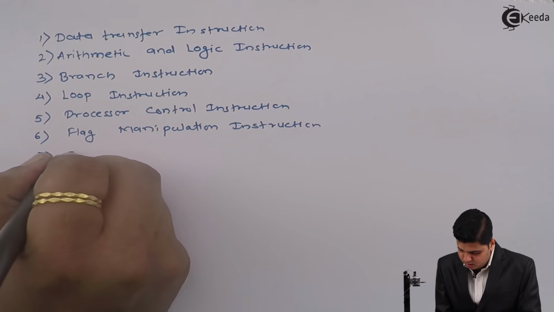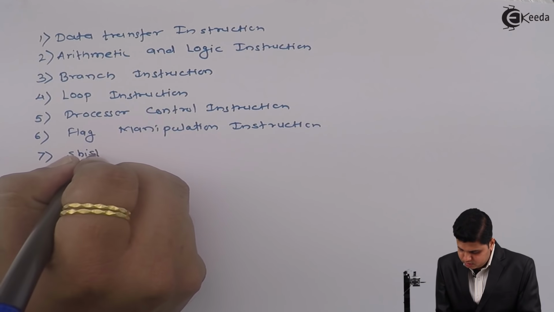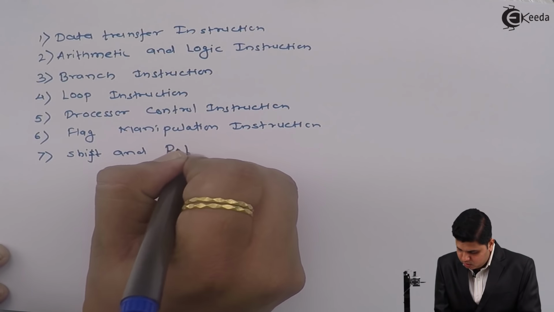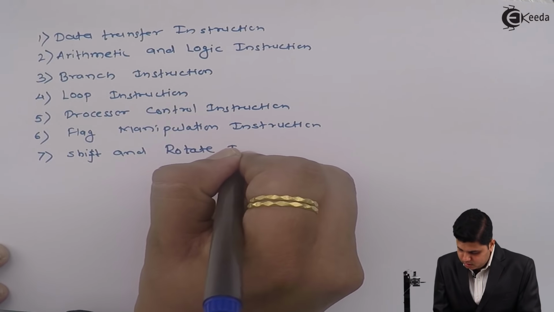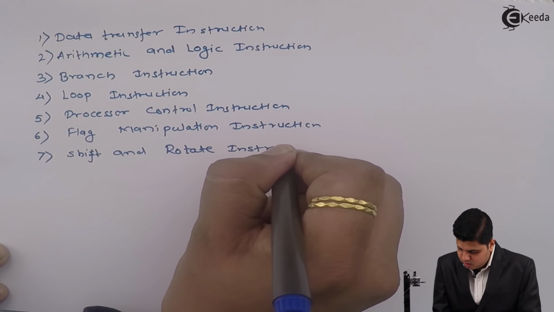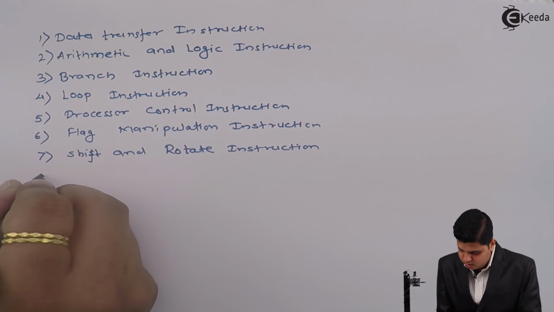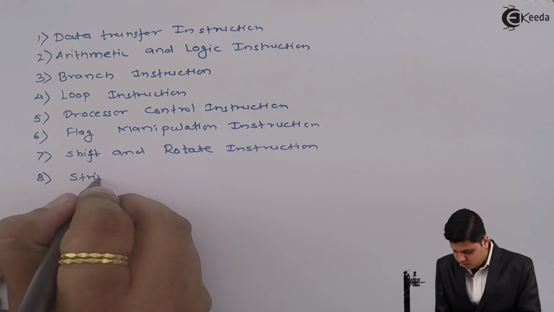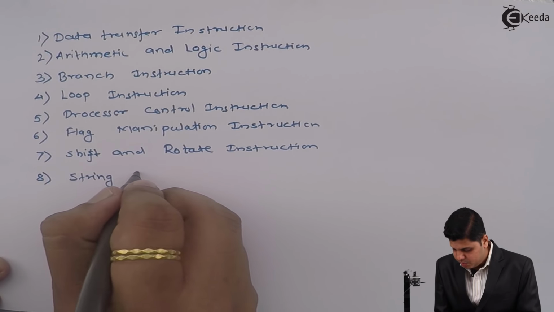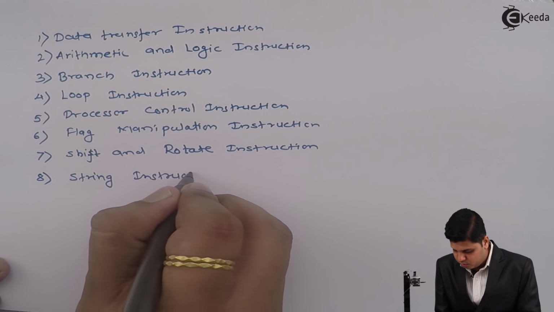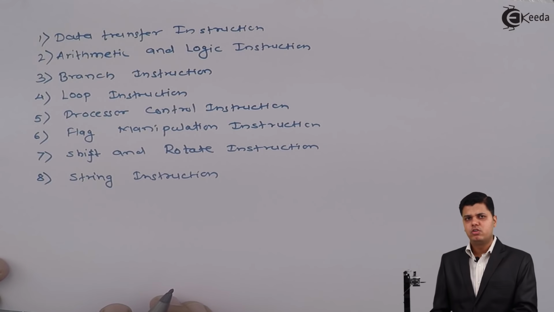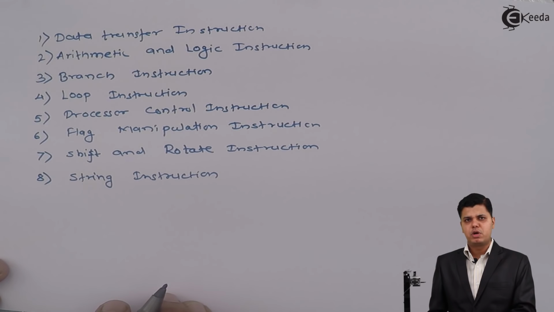Seventh is shift and rotate instructions, and eighth is string type of instruction. Now these are the 8 major categories of instruction for the 8086 microprocessor.